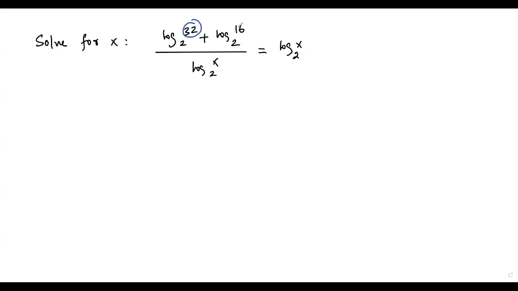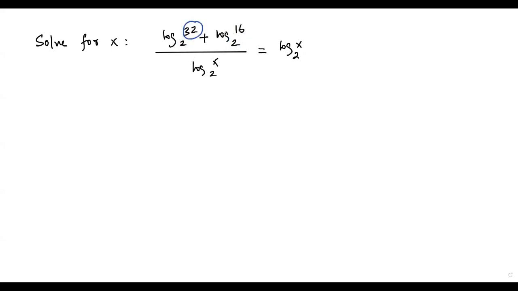When you look at the arguments, both of them are powers of 2. 32 is a power of 2 and 16 is also a power of 2, because 32 can be written as 2 to the 5th power and 16 can be written as 2 to the 4th power. So when I write 32 and 16 as powers of 2, I can simplify because the base of both logarithms in the numerator is 2.